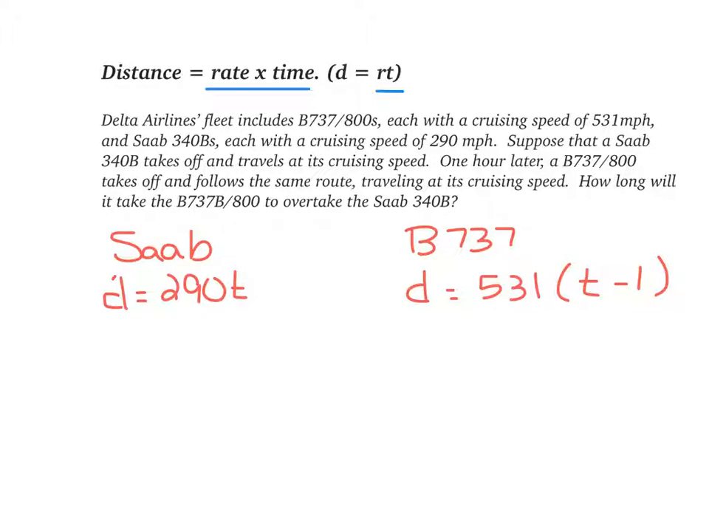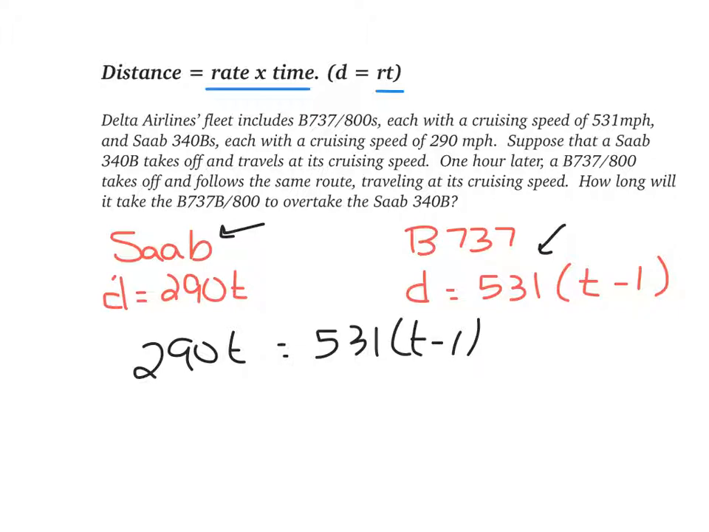So what I did down here is I just set up their formulas. I did the Saab right here. Their distance is 290 times how long they've been gone. For the 737, you do rate times time. Their speed is 531, and I did t minus 1 because their time is 1 hour less than the Saab. For one to overtake the other, their distances must be the same. So the distance for the Saab is this, and the distance for the B737 is this. I'm just going to set them equal to each other because their distances are the same.